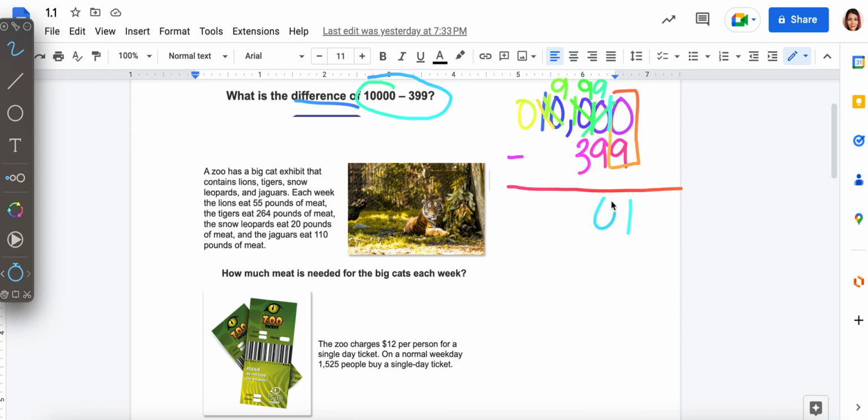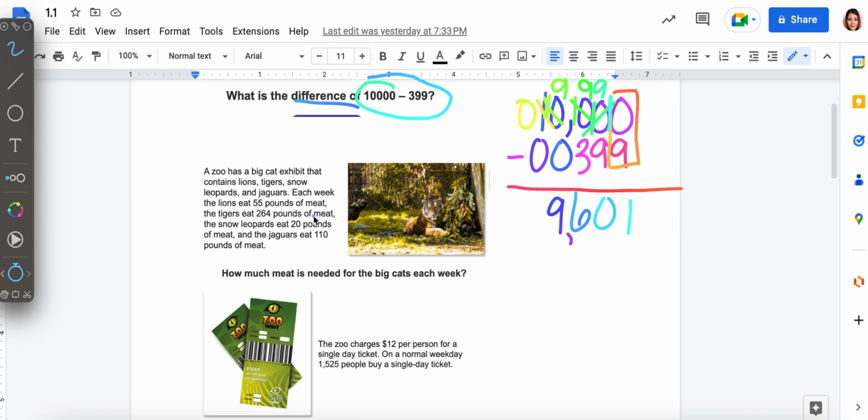9 minus 9 is 0. 9 minus 3 is 6. 9 minus, there's nothing here, so you can put a 0. 9 minus, if you want to hold the place value there, 9 minus 0 is 9. And then we have 0 minus 0, which is just 0. And so our answer is 9,601. Okay, that is the traditional way to do it.